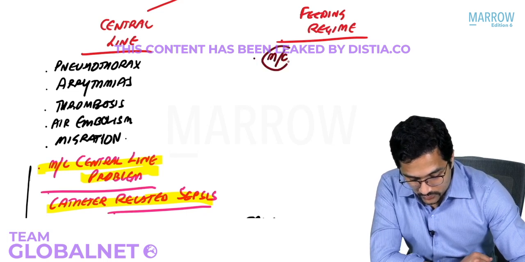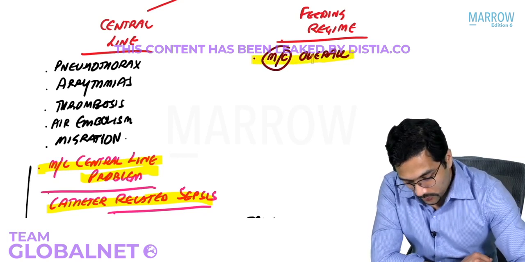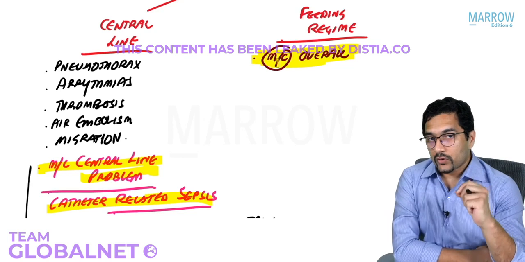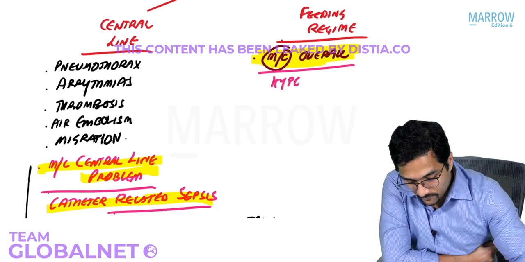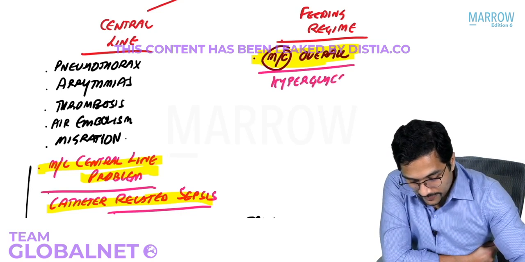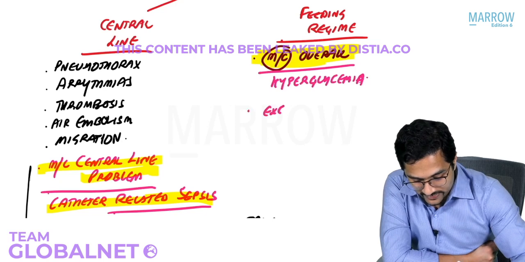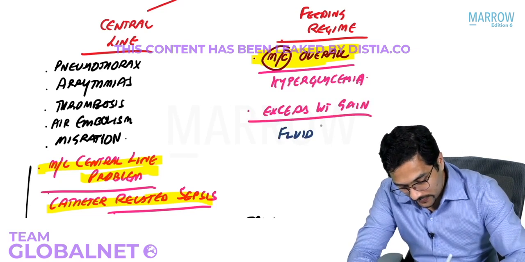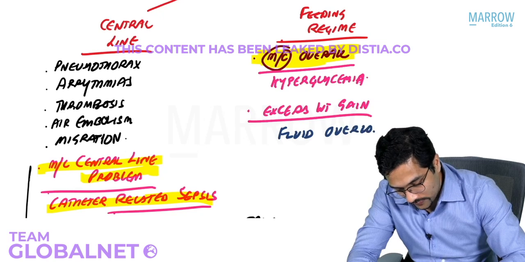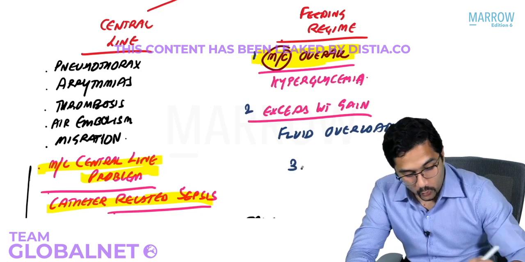The feeding regime complication, the most common overall complication of TPN. There should be no confusion, most common overall complication of TPN is hyperglycemia. I've already told you that excess weight gain is a sign of fluid overload. This we've already discussed. This is a sign of fluid overload in these patients. Then these patients can also develop cholestasis.